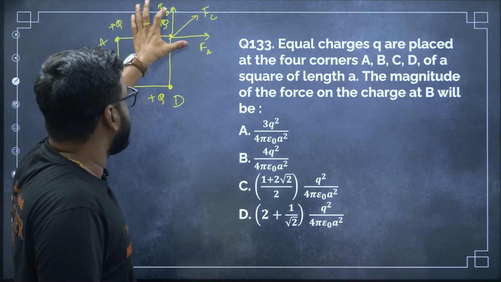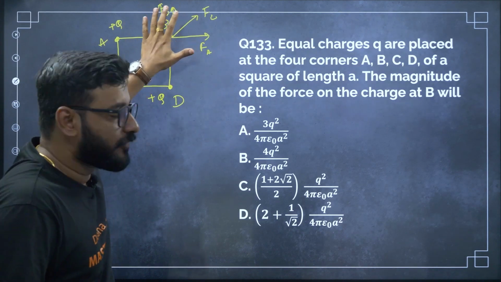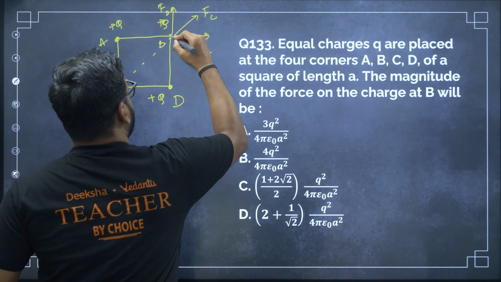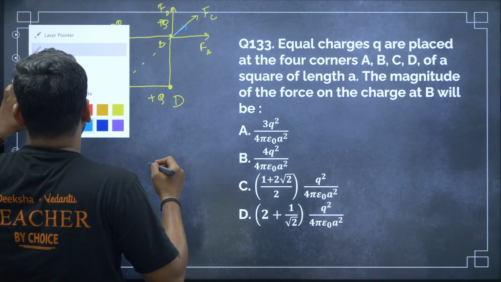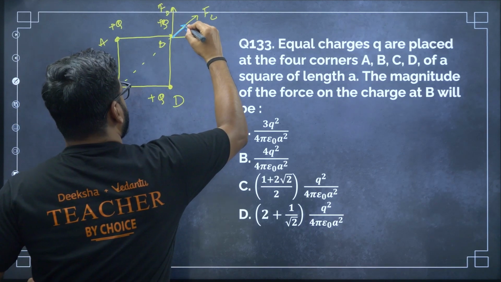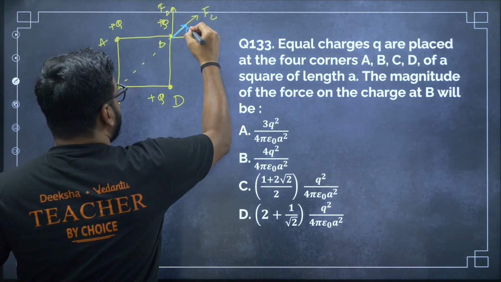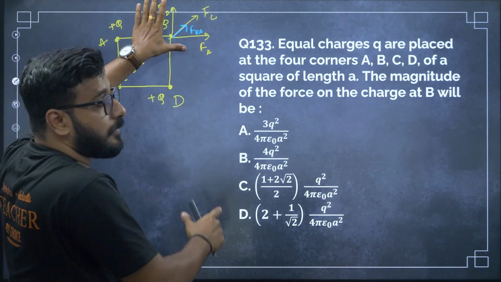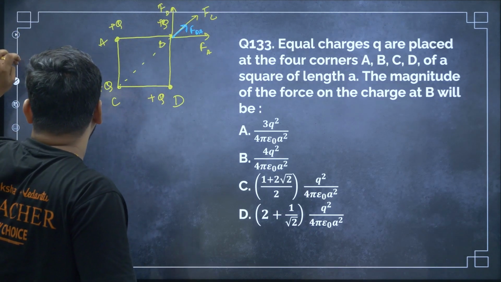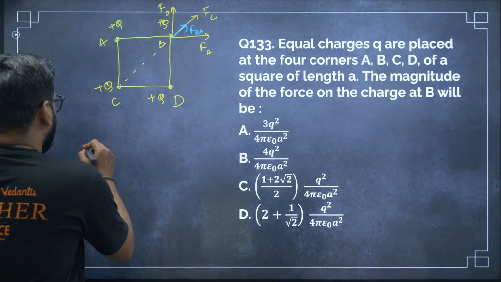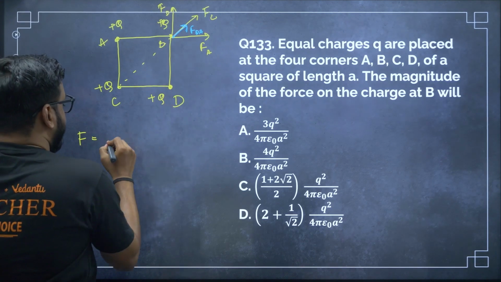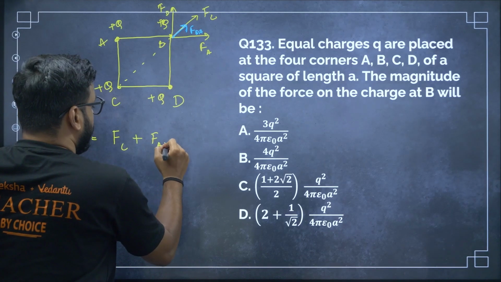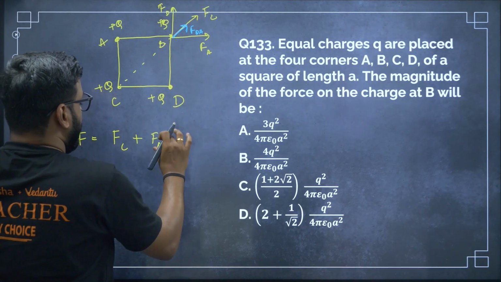So net force, once again these two perpendicular forces will have a net force along this particular direction. This is the combination of FD and FA, they are perpendicular, they will have a net. So the ultimate net force will be FC plus the combination of FDA or FAD. Alright.